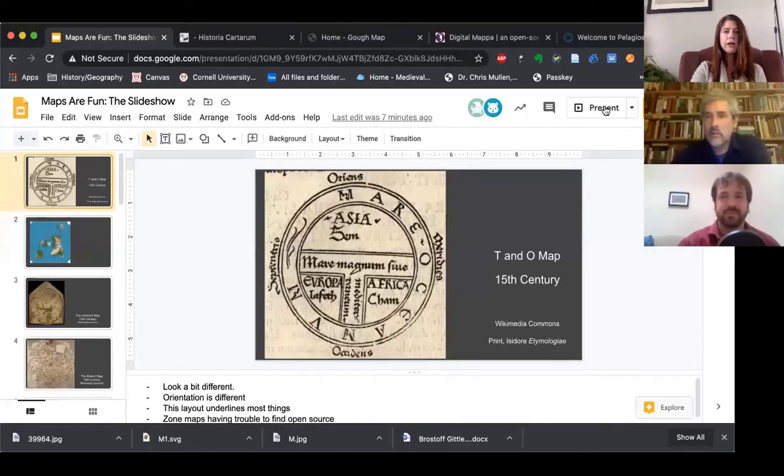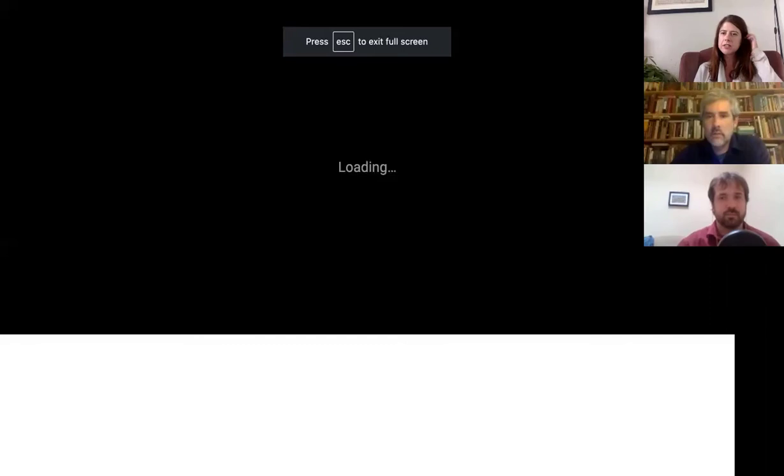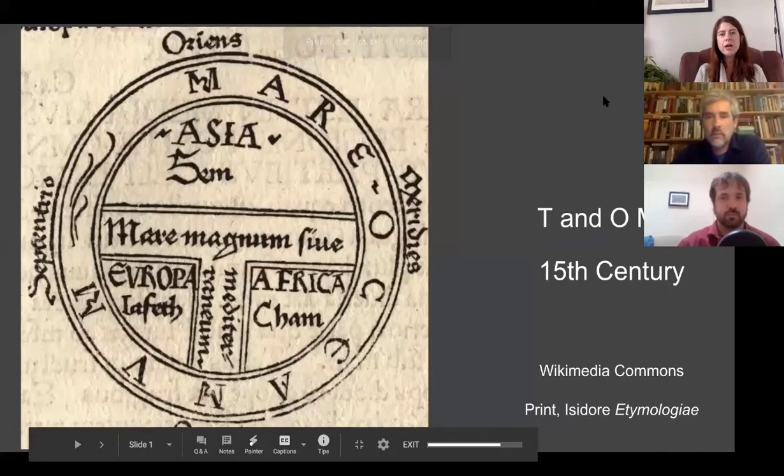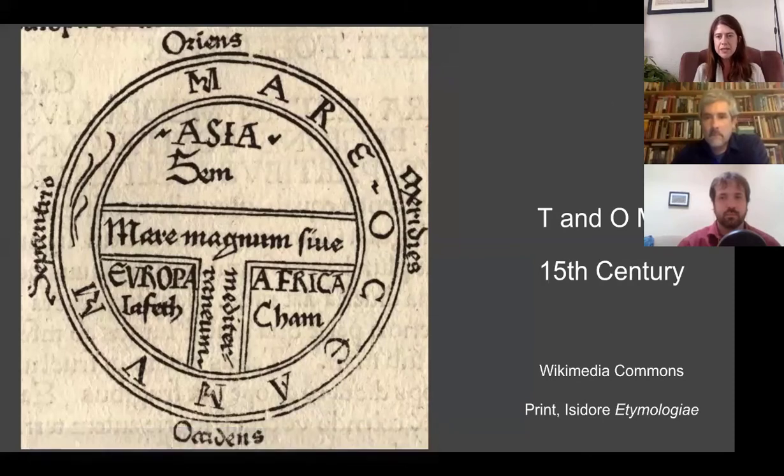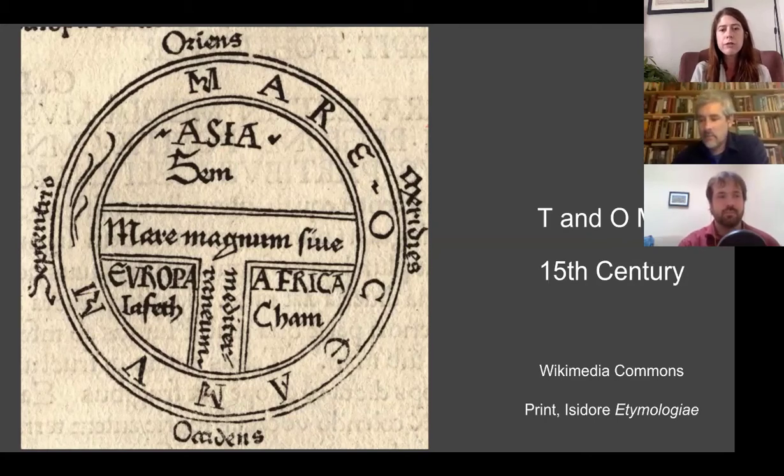So our bibliography does focus on maps from around the world, but today we're going to talk mostly about Latin Christian maps. And the most famous of this type of map is the Mappa Mundi. So the Mappa Mundi is based on these TO maps. And these are diagrams that show the world in three different parts.